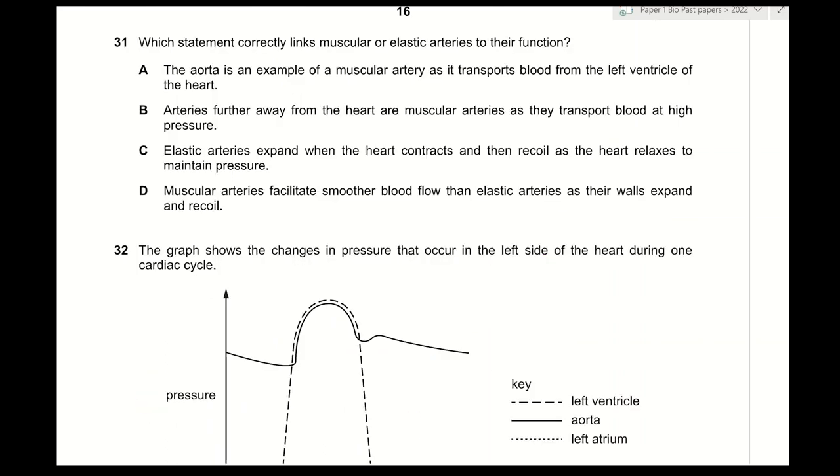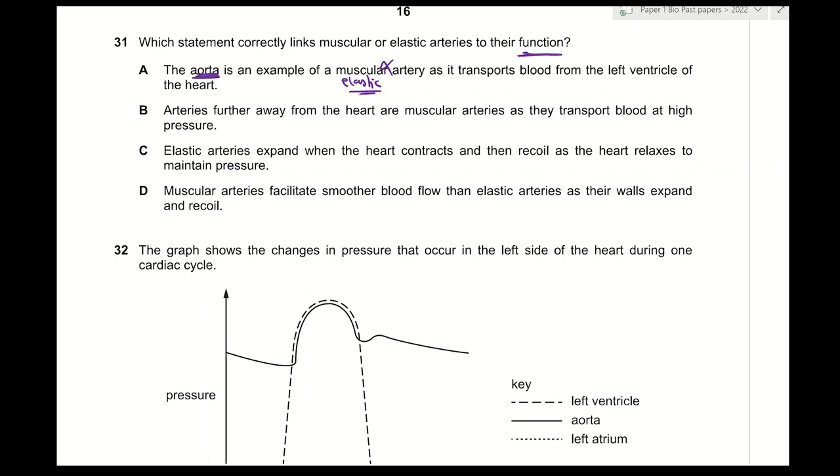Question number 31. Which statement correctly links muscular or elastic arteries to their function? A, the aorta is an example of a muscular artery as it transports blood from the left ventricle of the heart. Now, you're asking for the correct statement to explain the function, not an example. And anyways, this example is incorrect because the aorta, because it transports blood at the first part, is going to be an actual elastic artery, not a muscular artery. Muscular artery is at the second part of transportation.